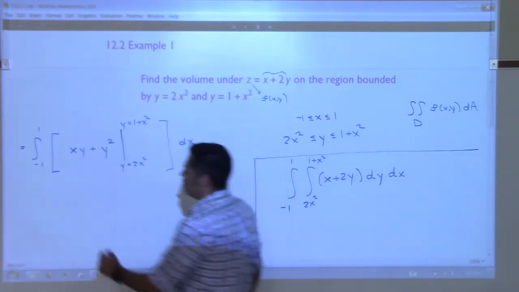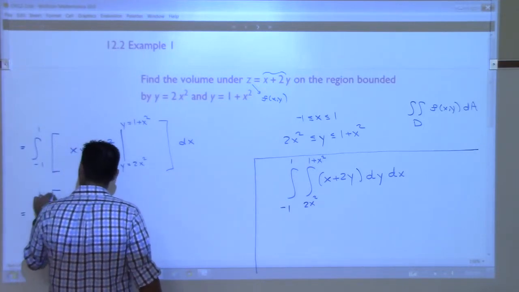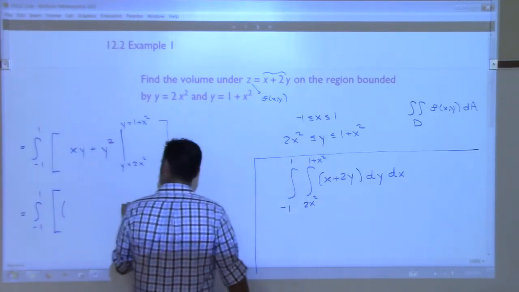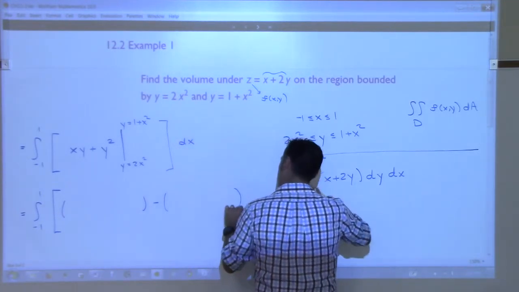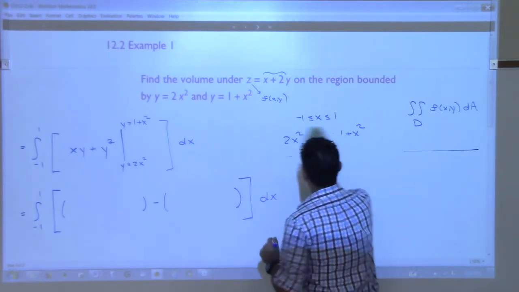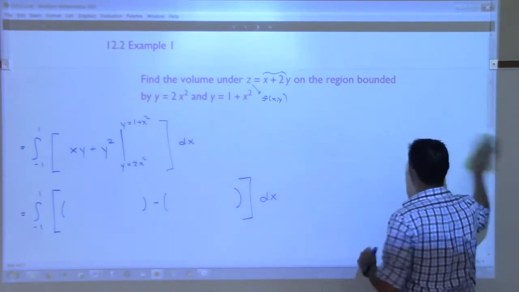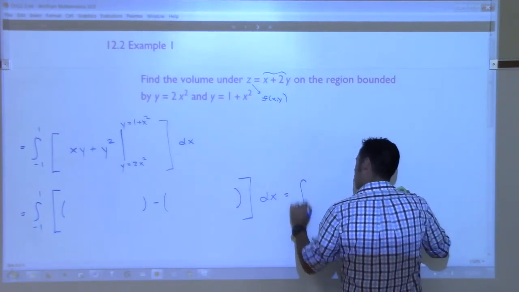So now it equals the integral from -1 to 1, bracket. I'm going to be plugging in. I'm going to give myself some room. And after I plug in, I've got to do dx. I might have given myself too much room. Let's see. Integral from -1 to 1.